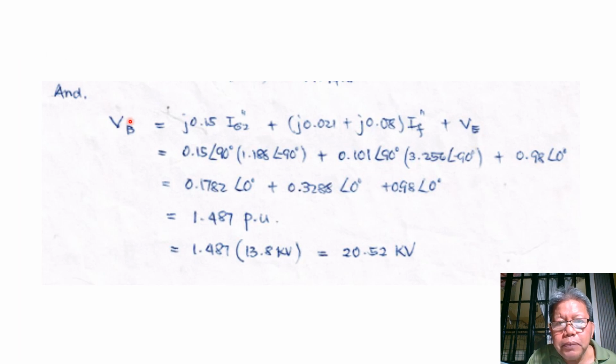And at bus B, we also do the same. So bus B would be equal to the voltage drop across transformer 2, plus the voltage drop along the line and transformer 3 times IF, plus V sub E. Substituting the values, we have V sub B equal to 1.487 per unit, and multiplying this by the base voltage, which is 13.8, the actual bus voltage at bus B is equal to 20.52 kV.